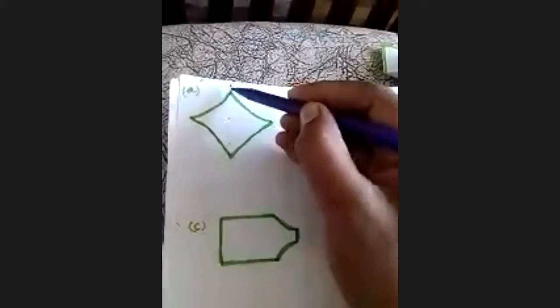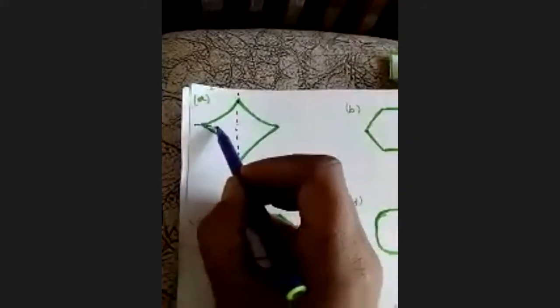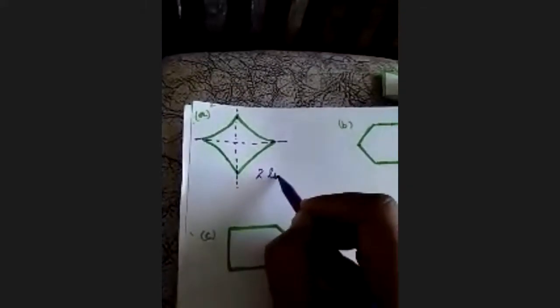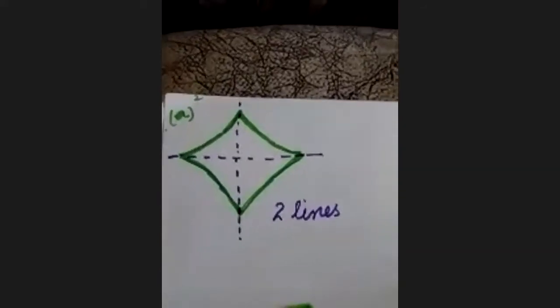First line of symmetry is, second line of symmetry. So this figure has two lines of symmetry. Draw these two lines in your book. So the first figure has two lines of symmetry.